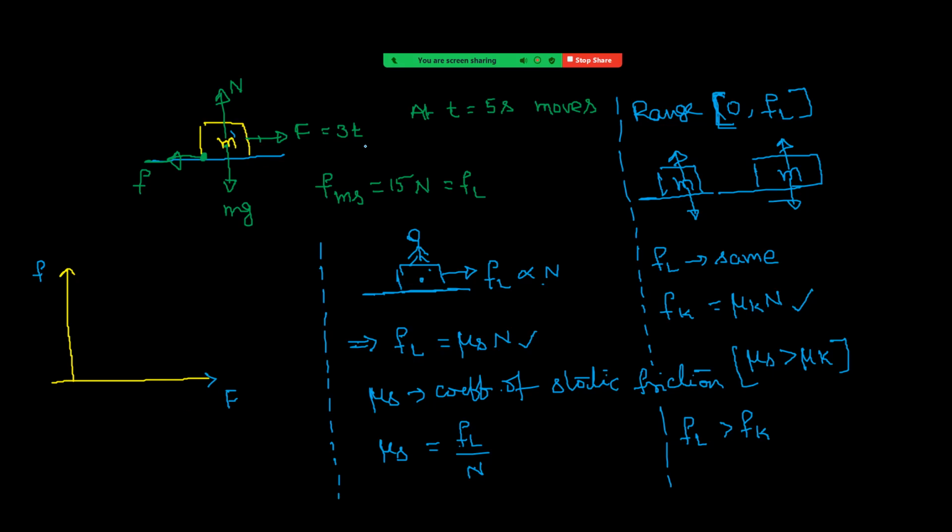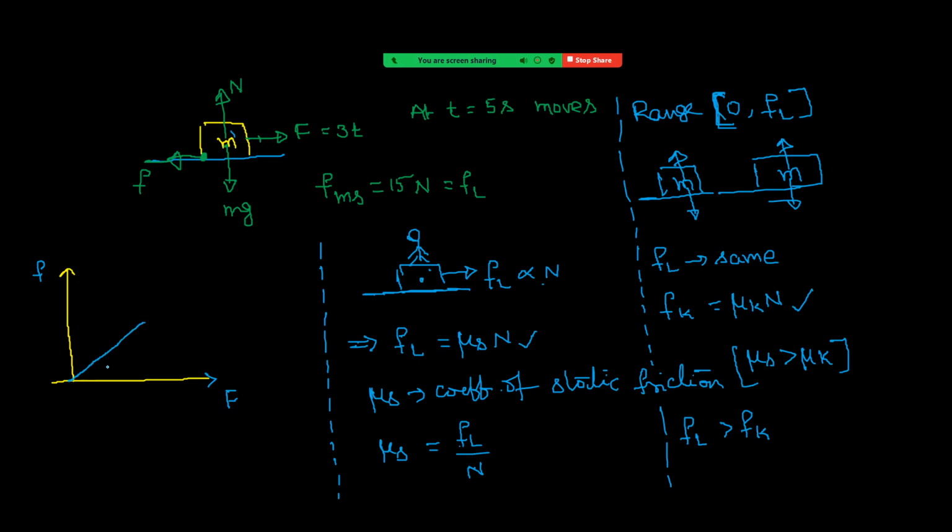So see carefully, up to 5 seconds in this problem, the applied force and frictional force both have the same magnitudes, right? Because up to 5 seconds, the block was not moving. Therefore, the applied force was balanced by the frictional force. So both are numerically equal. So you can take a graph here, which is a straight line.